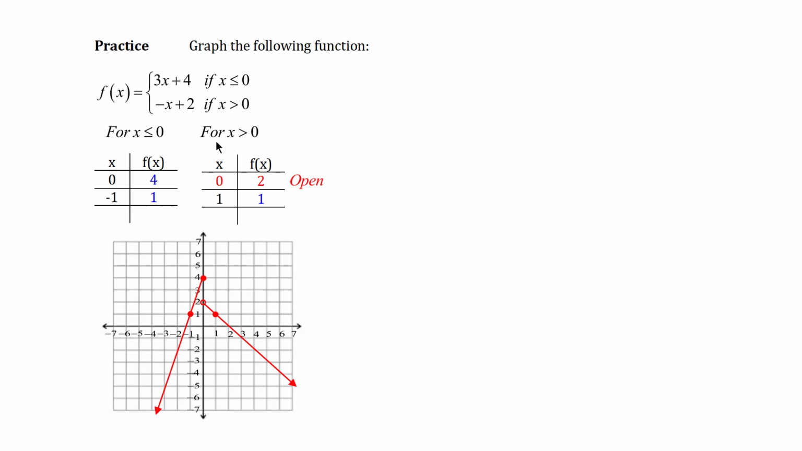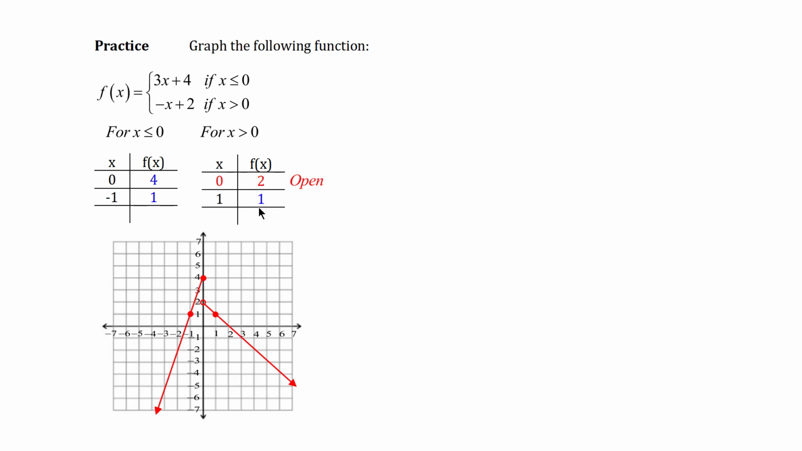The bottom equation only uses the x values greater than 0. So in my xy chart, I use the values of 0 and 1. When we take the x value of 0 and plug it into the bottom equation, we get the f of x value of 2. Remember, this point will actually be an open circle. Next, when we take the x value of 1 and plug it into the bottom equation, we get the f of x value of 1.